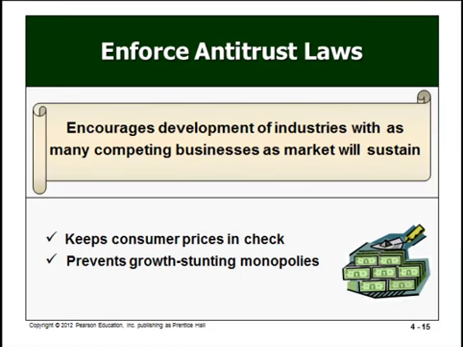In a market economy, government is to enforce antitrust laws. This encourages the development of industries with as many competing businesses as the market will sustain. By enforcing antitrust laws, governments prevent trade-restraining monopolies and combinations that exploit consumers and constrain commerce.